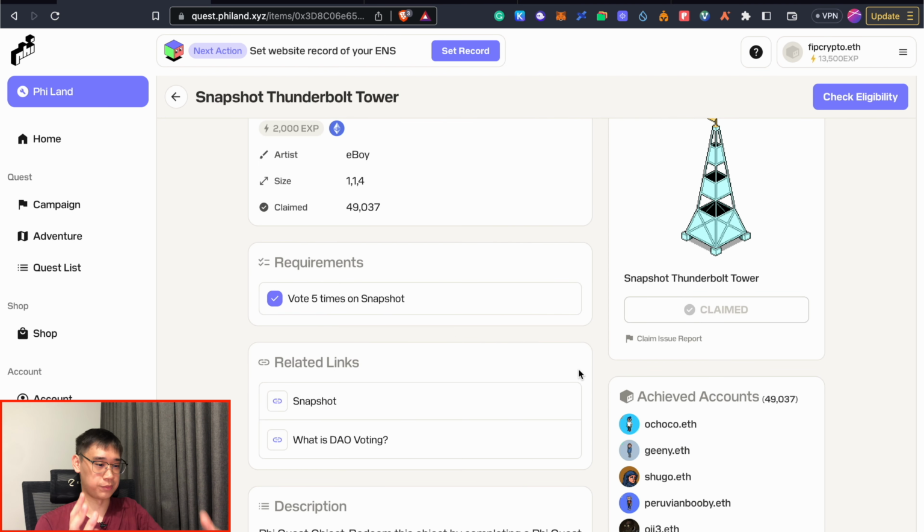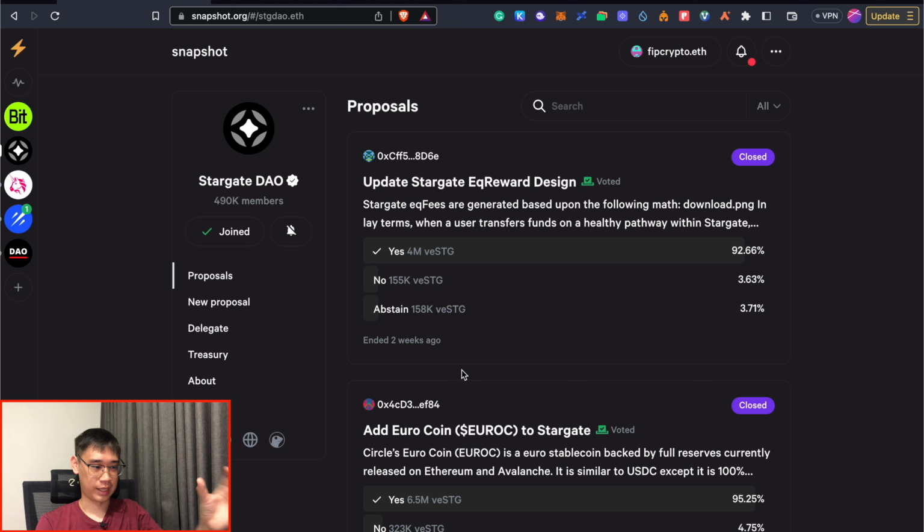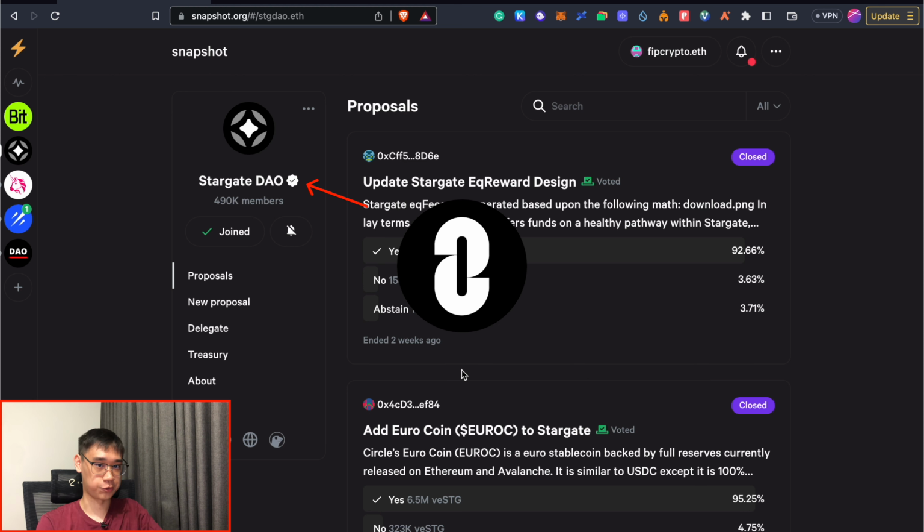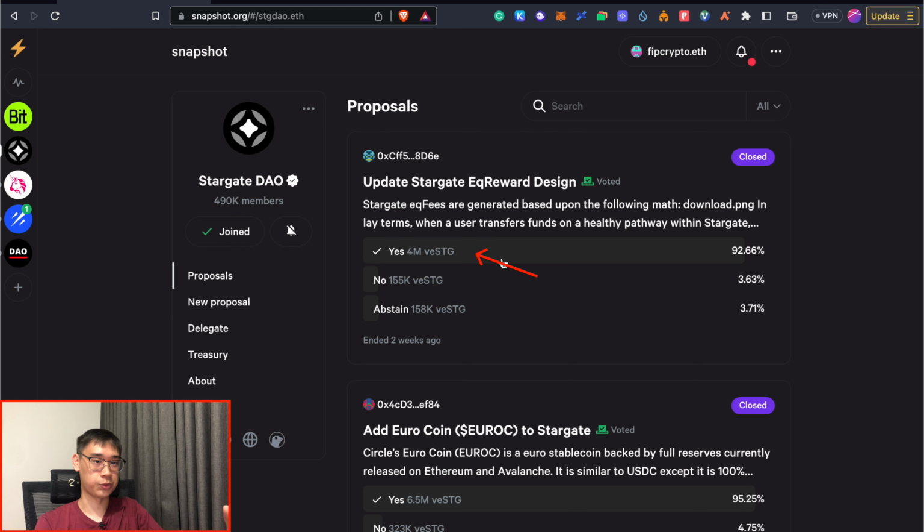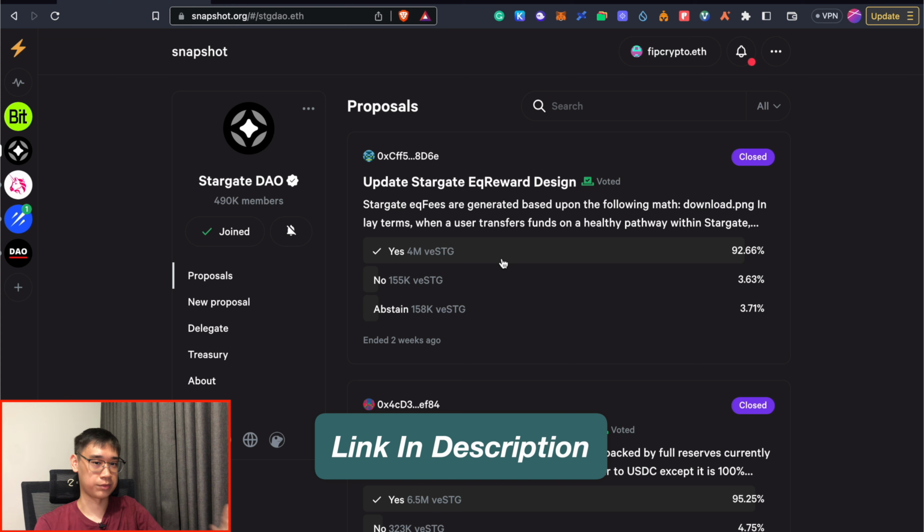Snapshot, where I can vote on various proposals for different projects. The main ones that I've been voting for have come from Stargate, which is actually related to the Layer 0 airdrop, and you need to stake some STG tokens to participate in these governance proposals. If you'd like to find out more about this, you can also check out my video in the description below.